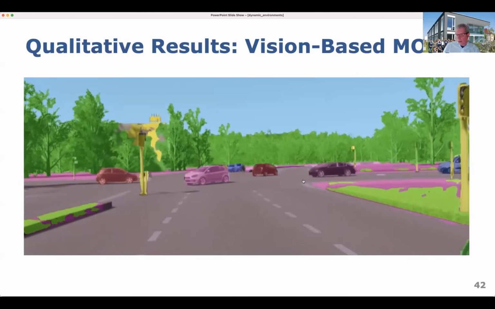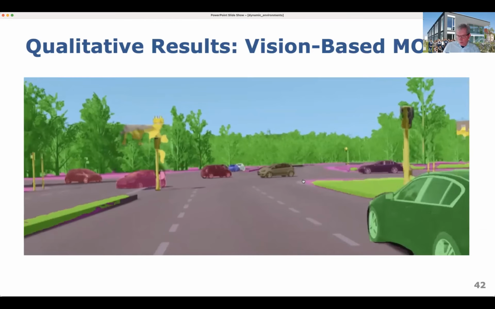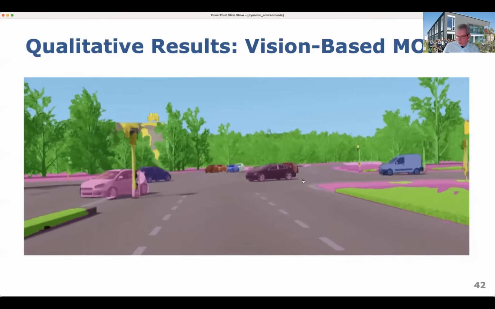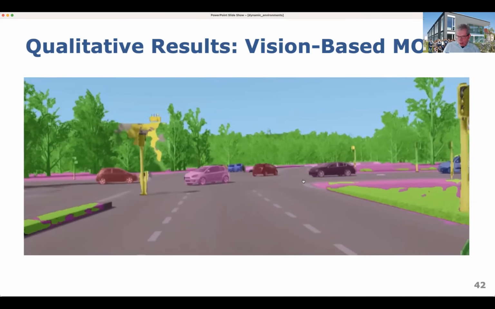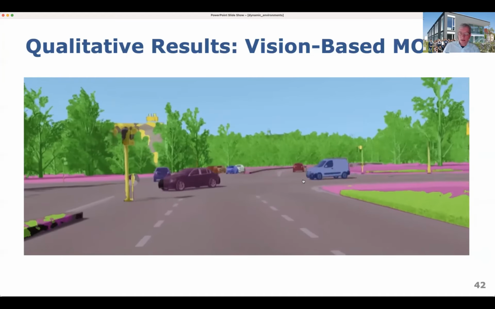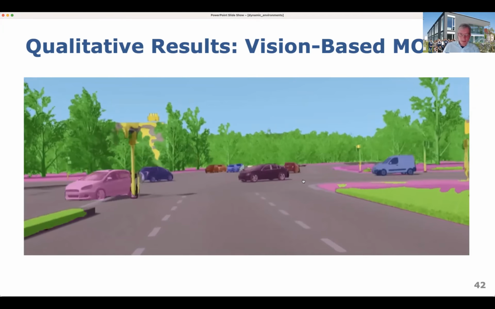Here's the application for the vision-based method, where it is not perfect, as you see, but at the same time it is also a hard task. Same color means same instance. But it's always good to have something to do for the future.